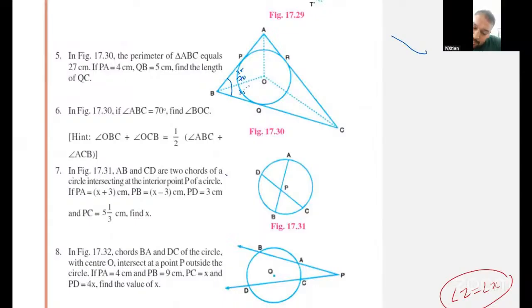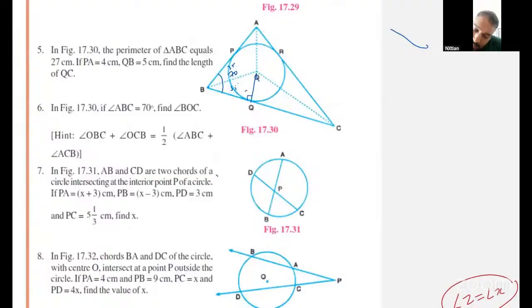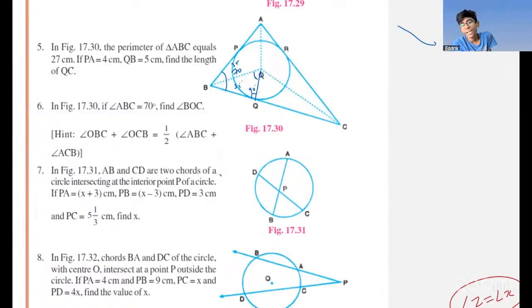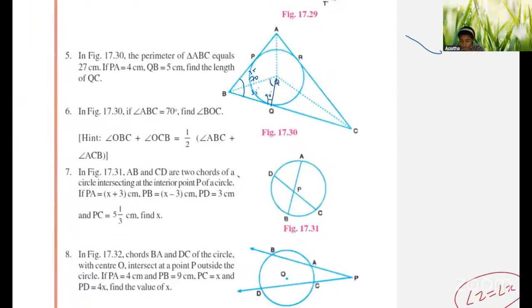Find angle BOC. It says OBC plus OCB is equal to half of this, which is 90, so ABC plus ACB. Sir, angle ABC and angle ACB are the same, right? Is angle ABC equal to angle ACB? How? Well, because of the isosceles triangle theorem.